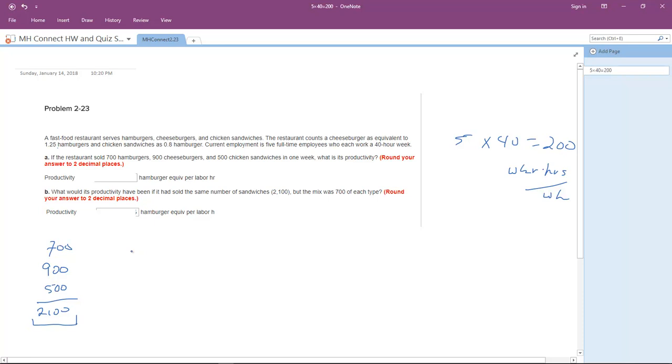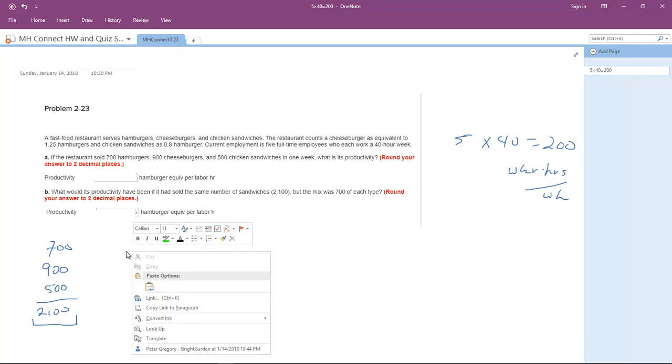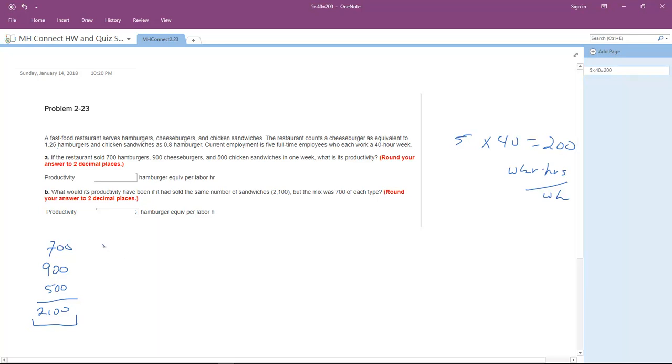The productivity will actually require a calculation, because there's a complication factor here. So it's 700 times 1. The base unit is a hamburger. We had 900 cheeseburgers, which have a complication factor of 1.25, or time consumption of 1.25 compared to the hamburger. And we did 500 chicken sandwiches, which take a little bit less time, which is 0.8 times the amount of time it takes to do the hamburger. So that was a hamburger, that was a cheeseburger, and that was chicken.